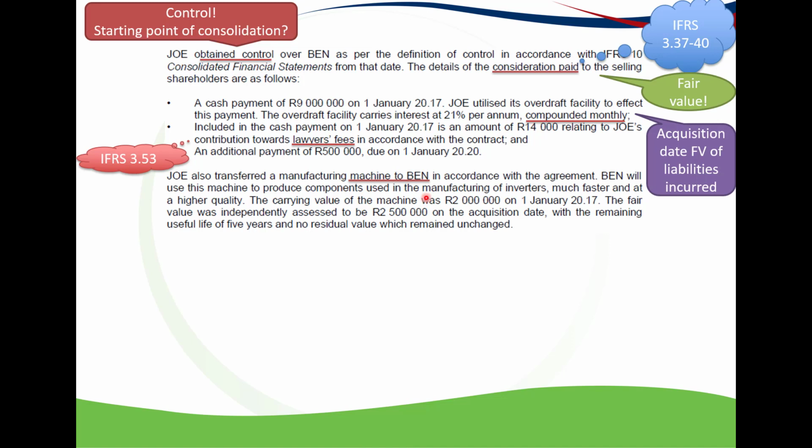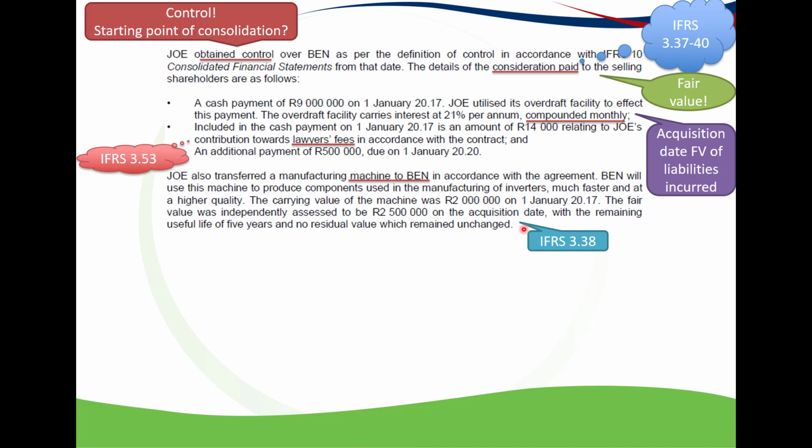So which value do you think we should use? The parent transferred a machine as part of the consideration. Is it the 2 million or the 2.5 million? It is the 2 million. And the reason why we use the carrying amount and not the fair value is IFRS 3, paragraph 38, which states, the consideration transferred may include assets or liabilities of the acquirer that have carrying amounts that differ from their fair values at the acquisition date, as in this question.